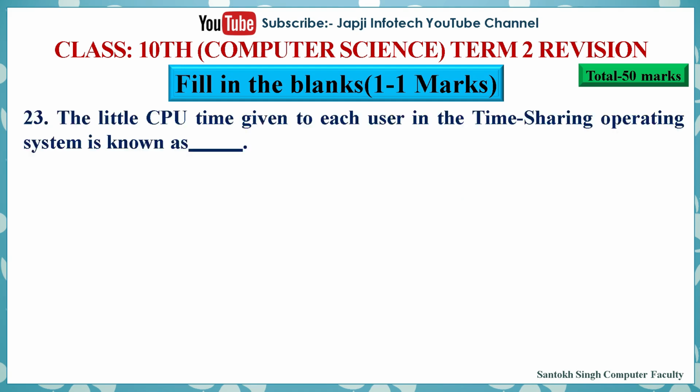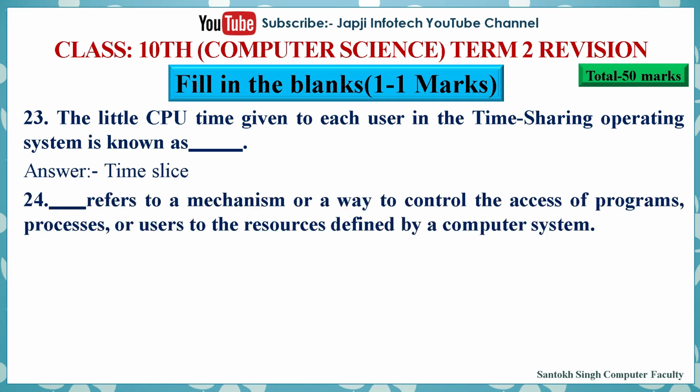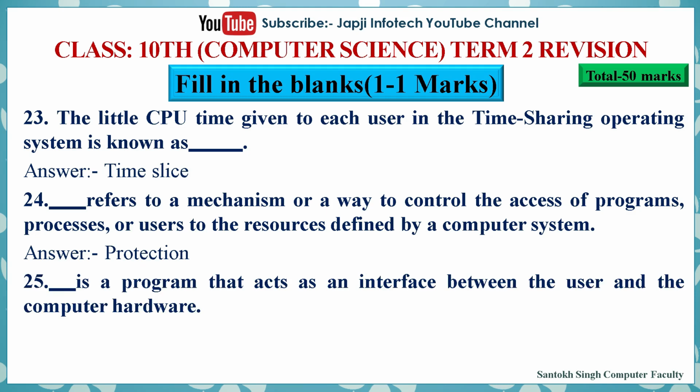And 23rd one is the little CPU time given to each user in the time sharing operating system is known as dash. And the right answer is time slice or time quantum. And 24th one is dash refers to a mechanism or a way to control the access of program, processes or user to the resource defined by a computer system. And the right answer is protection. 25th one is dash is a program that acts as an interface between the user and the computer hardware. And the right answer is operating system.